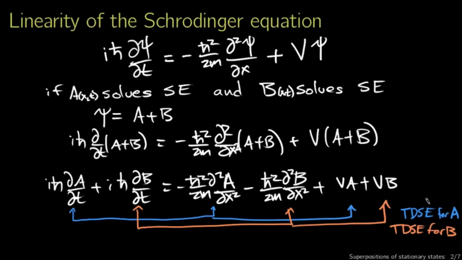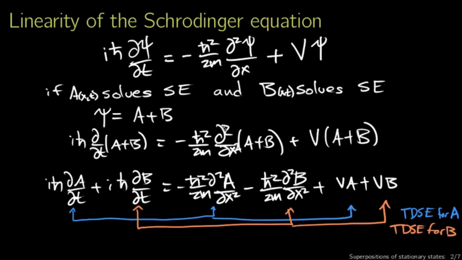So if A satisfies the time-dependent Schrödinger equation, which is what we supposed when we got started here, then this term and this term will cancel out. They will obey the equality. Likewise for the parts with B in them. So essentially, if A solves the Schrödinger equation and B solves the Schrödinger equation, A plus B also solves the Schrödinger equation. And the reason for that is the partial derivatives here.